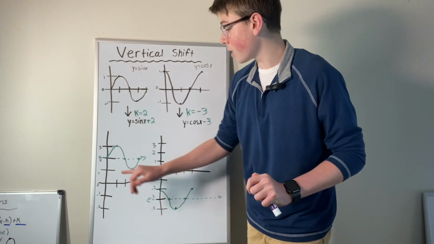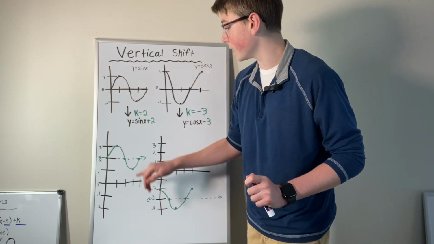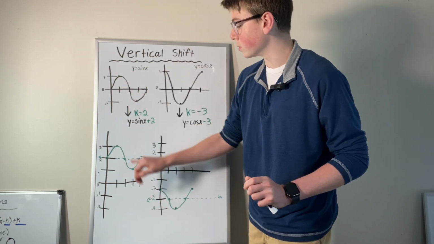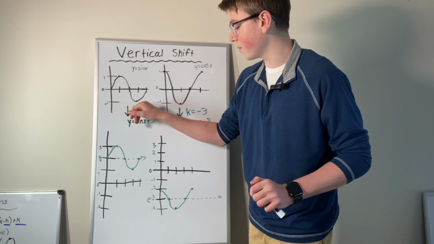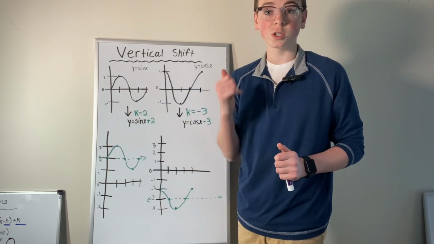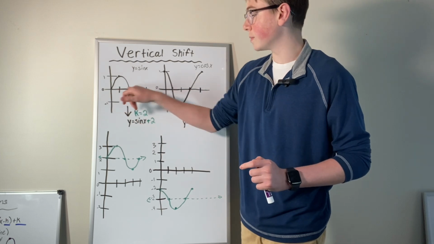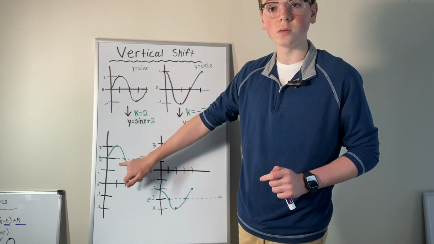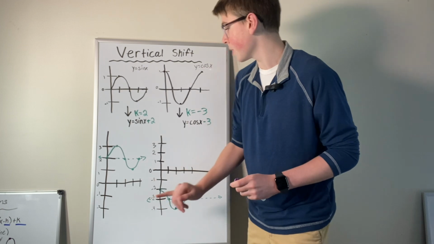So instead of 0, it's at 2: (0, 2), then (pi over 2, 3), (pi, 2), then (3 pi over 2, 1), (2 pi, 2). All points are just shifted 2 up, so this midline is just shifted up to 2. So y equals 0 is now y equals 2.